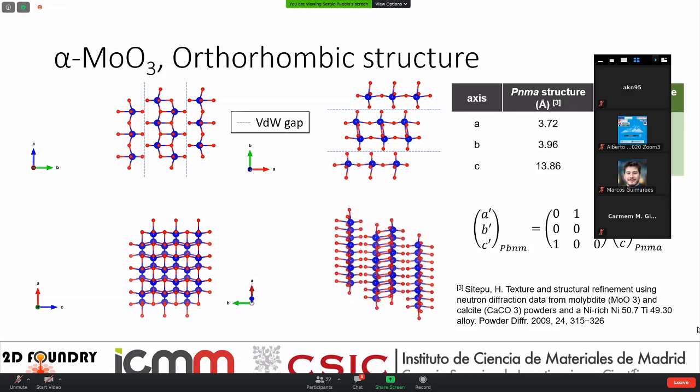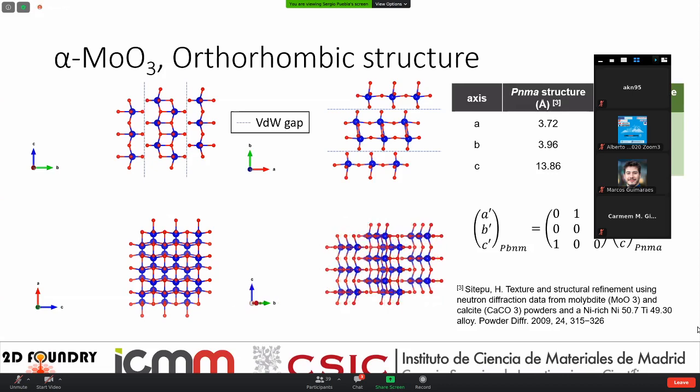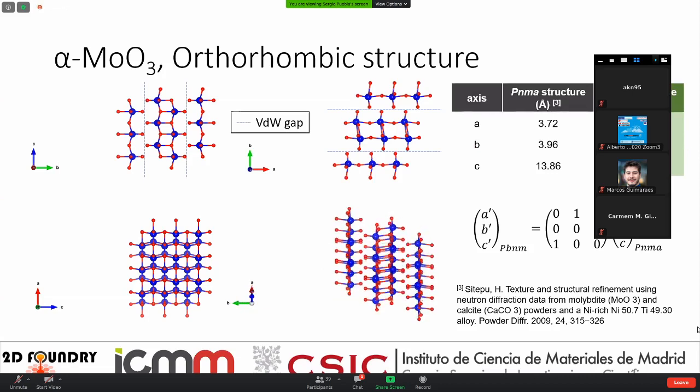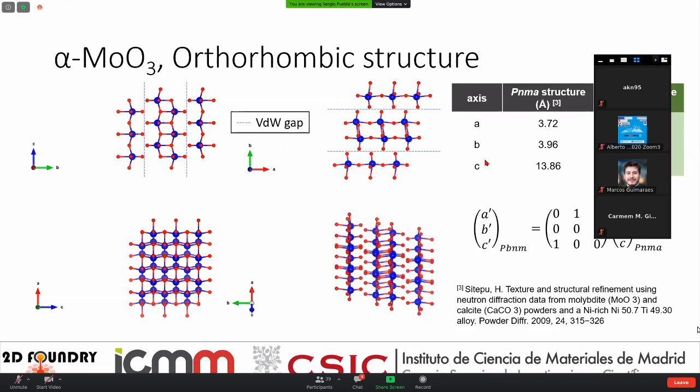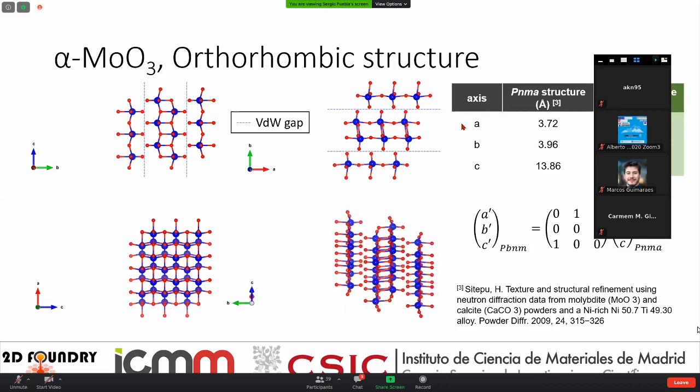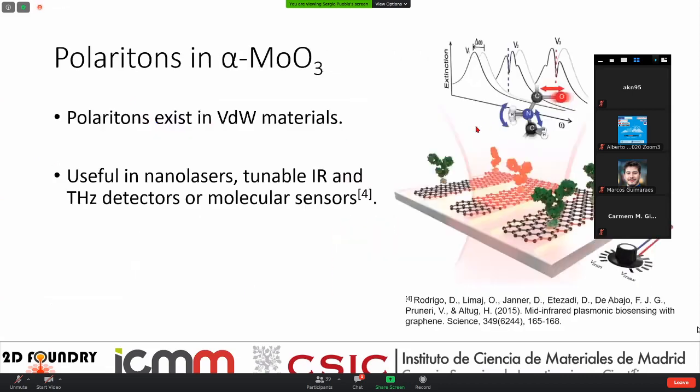These two are really the same, but related by a rotation matrix. And we use this one, in which we place the b-axis perpendicular to the van der Waals gap, and the shorter direction we set as the c-axis, and the longer direction we say is the a-axis.